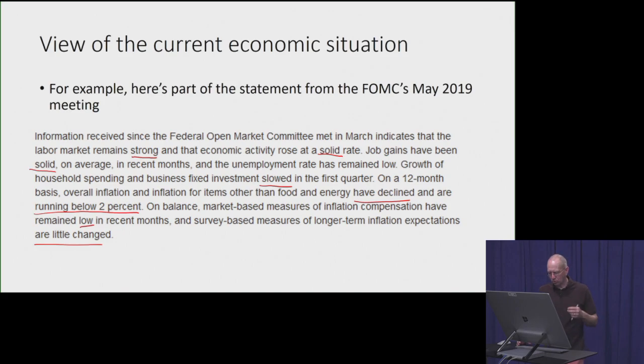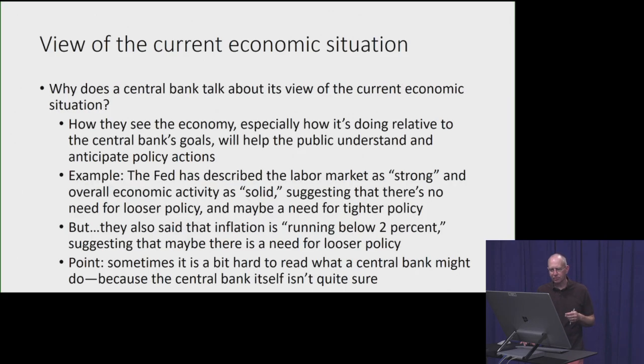And so we want to maybe translate this a little bit here. So what are they telling us? Well, their objective here is to communicate how they see things relative to what their goals are. So specifically, they describe the labor markets as strong and economic activity as solid. So in Fed verbiage, these are really good descriptions. And so these descriptions possibly suggest that at some point, possibly a need for tighter policy, and certainly, at least right now, no need for looser policy.